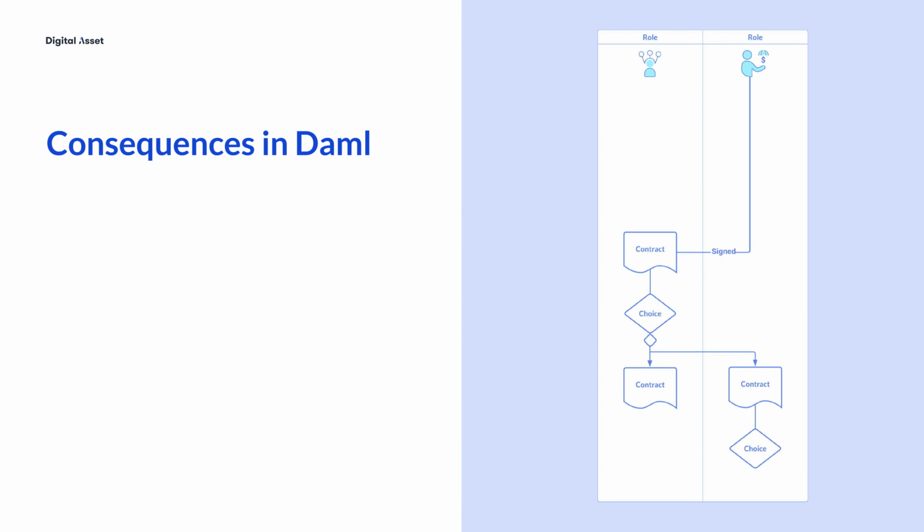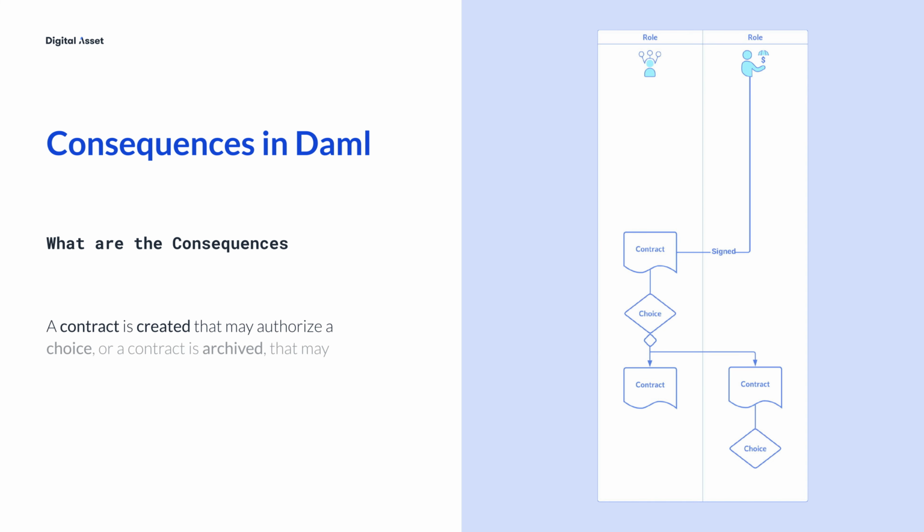Ultimately, all consequences end up being about enabling future decisions. Even in the case of recording a simple fact, we are still faced with defining how that record can be legitimately changed or retracted. The consequences of a decision in DAML are the creation of a contract that now authorizes a choice be made in the future, or the archive of a contract that retracts a previously authorized choice.